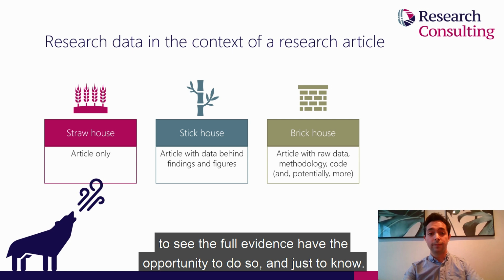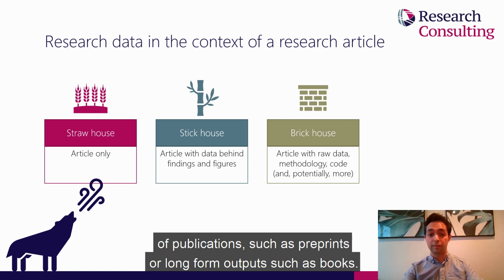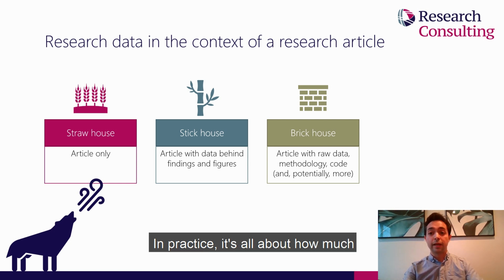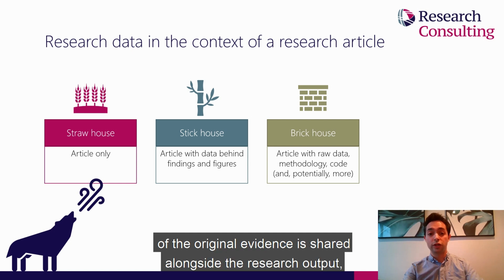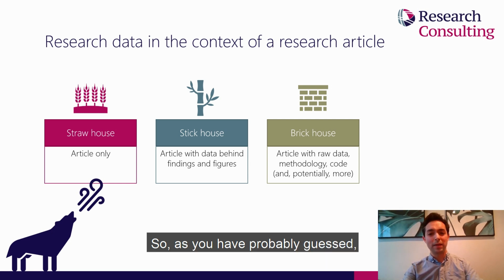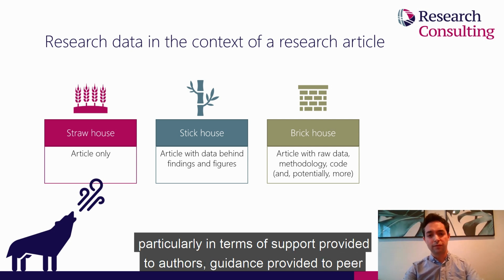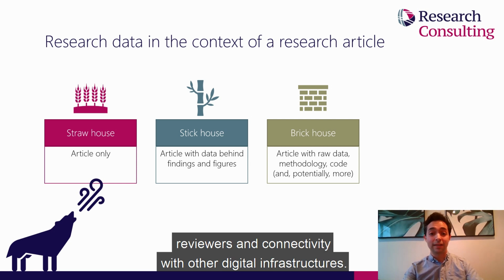And just to note, these principles don't only apply to articles, but also to other types of publications, such as preprints or long-form outputs such as books. In practice, it's all about how much of the original evidence is shared alongside the research output to enhance the reader's ability to assess it and build on it. So, as you have probably guessed, these scenarios have different implications for publishers, particularly in terms of support provided to authors, guidance provided to peer reviewers, and connectivity with other digital infrastructures.